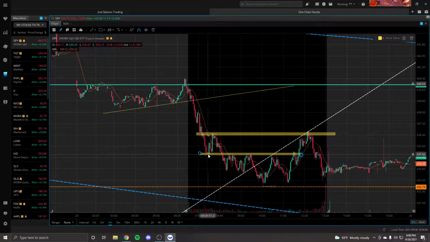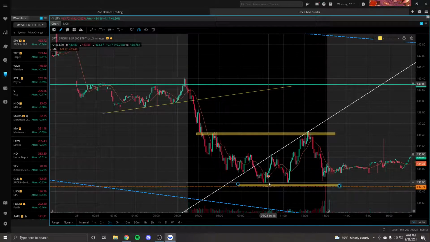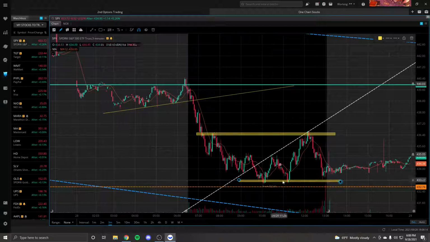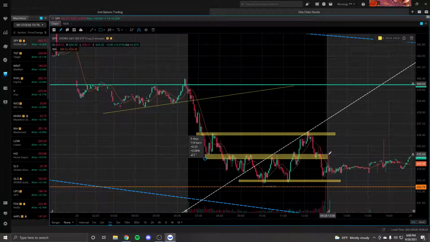It could have been identified here as resistance also. But then we brought it down to these new lows here. We draw our horizontal box, touched it, went up to the demand zone. Let's actually draw it in. So you can start identifying quite a bit of places. Okay, this is the demand zone.